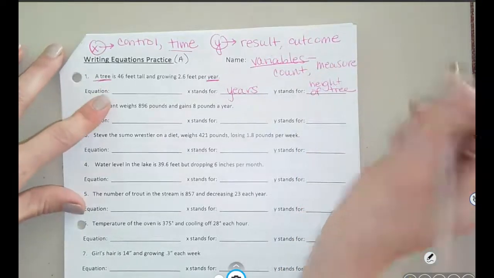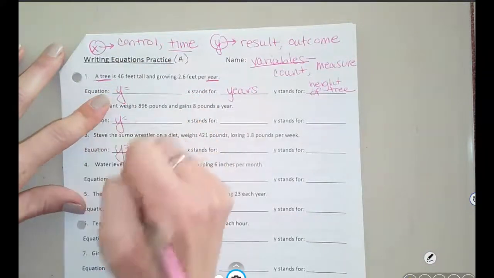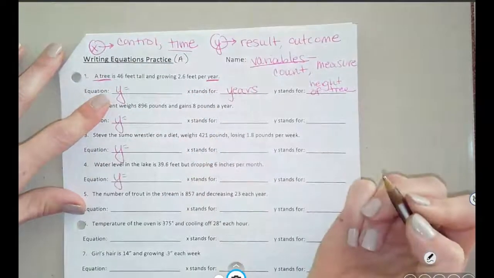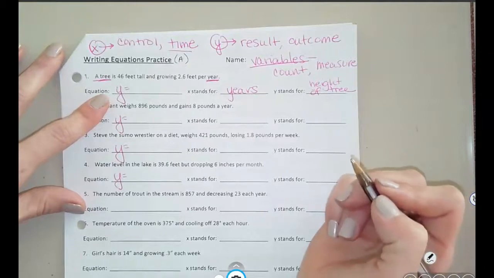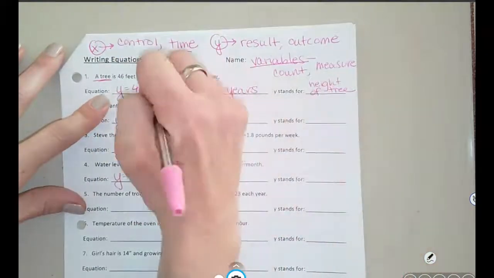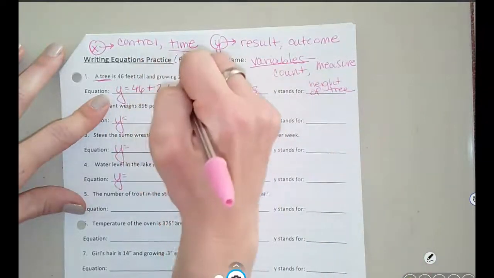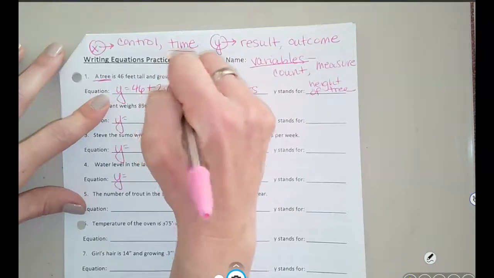Okay, so let's put it together as an equation. All your equations are going to be y equals, y equals, y equals. All right, starts at 46 and growing taller, so plus 2.6 is my rate, 2.6 feet per year, so 2.6x.